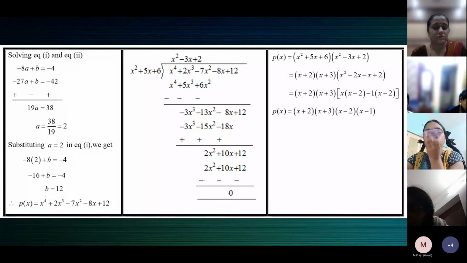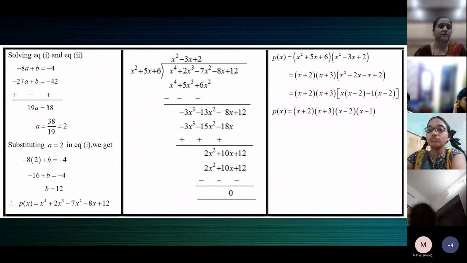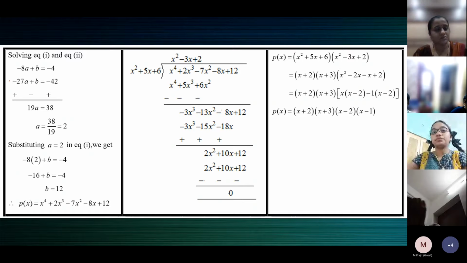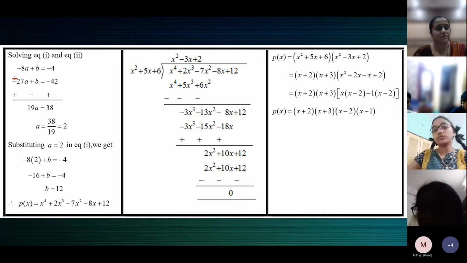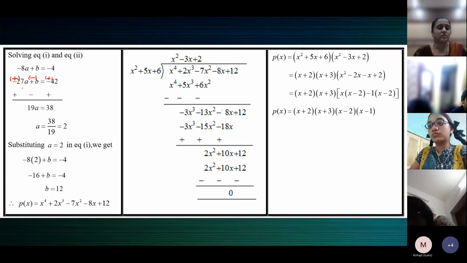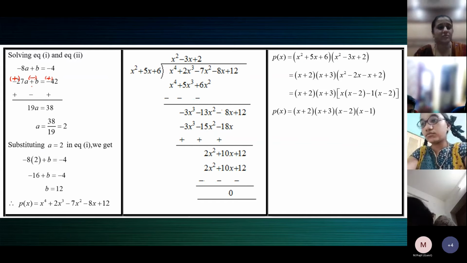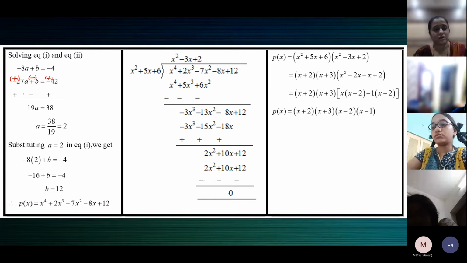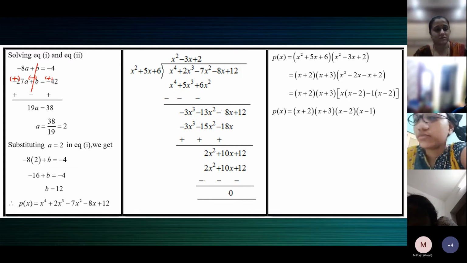So now we solve the two equations, 1 and 2. Write the equations one below the other. You'll have to change the signs. That is, this minus becomes plus, this becomes minus, and this becomes plus. Only if you change the signs, plus b and minus b can get cancelled, and you can find the value of a.